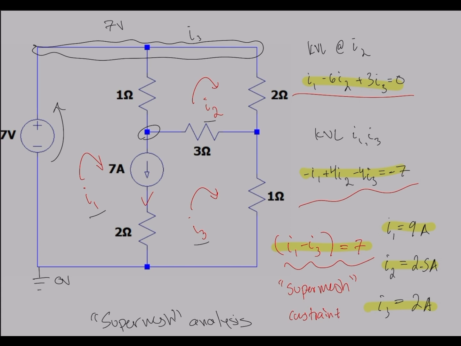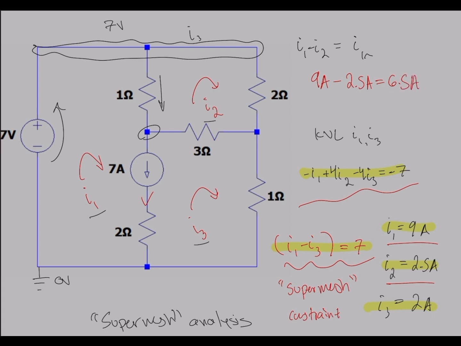This central node is unknown, but we know the current going through this 1 ohm resistor. Since it's I1 minus I2, we can erase this real quick. We know that I1 minus I2 will give us the current through the 1 ohm resistor. The I1 mesh, as we found, has a current of 9 amps, and the I2 mesh has a current of 2.5 amps. So I1 minus I2 will be 9 amps minus 2.5 amps. That's 6.5 amps.